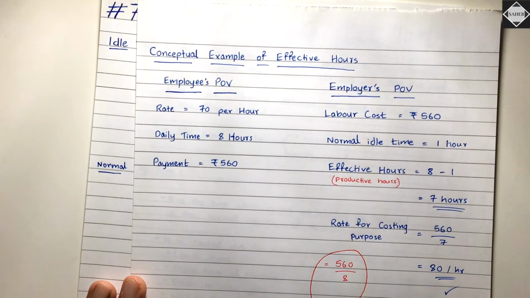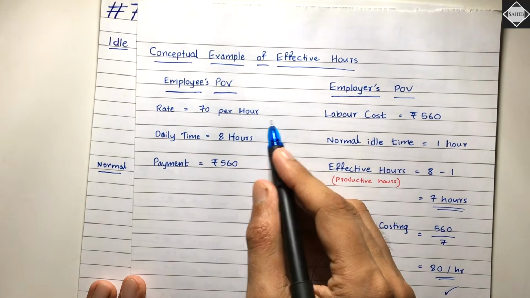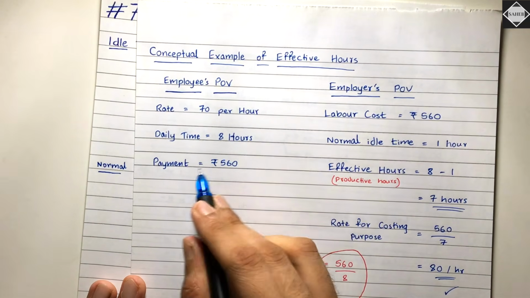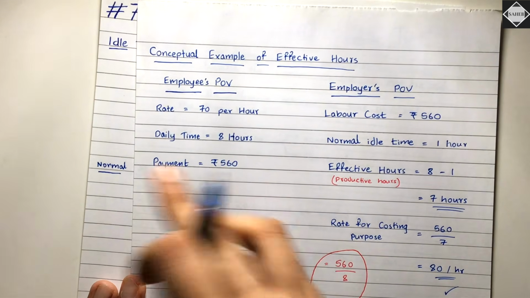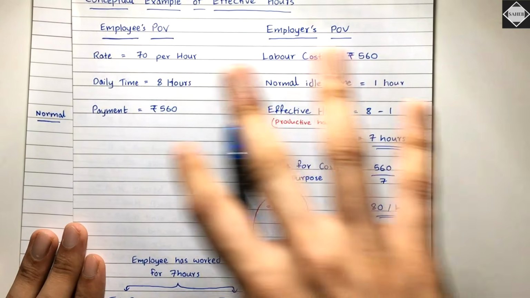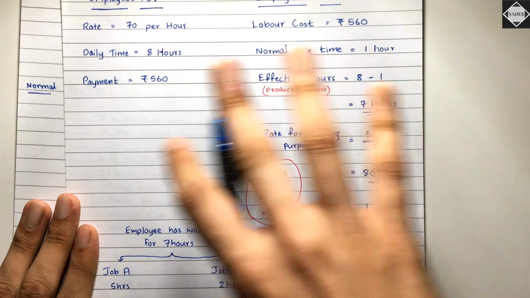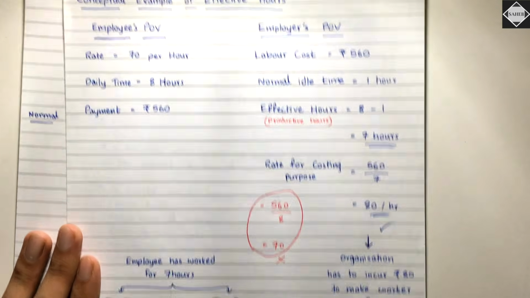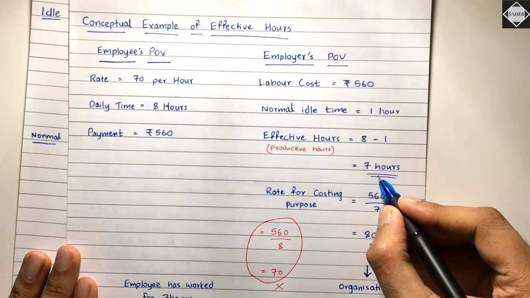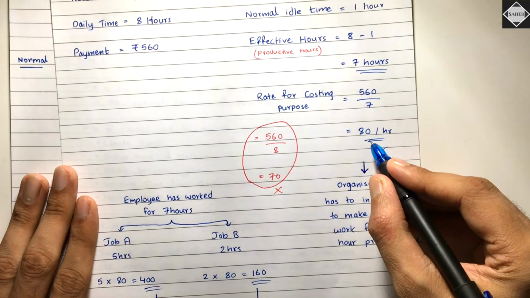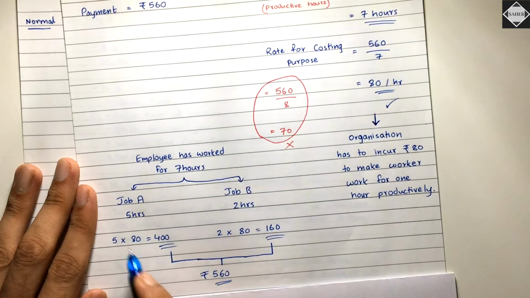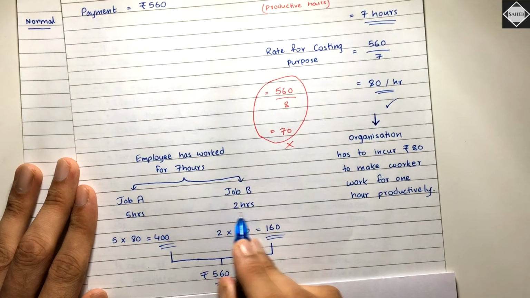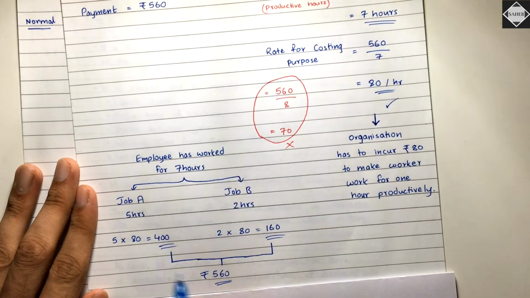He thought from his own mind that he got 70 per hour, and he has worked for 8 hours in a day. Entire day he was there in the factory. But from the company's point of view, from the cost accounting point of view, he has productively worked only for 7 hours. Our rate was 80 per hour. Is that clear? And then when we did the allocation, we found he has worked 5 hours over here, 2 hours over here. 400 and 160, that was equal to 560.